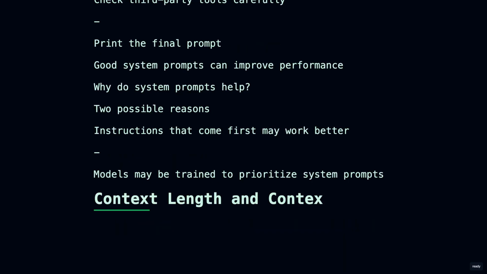Now we're looking at a practical limit on prompts: how much text a model can actually hold at once. Then we'll see why simply making context longer is not enough. You also have to use that context efficiently.